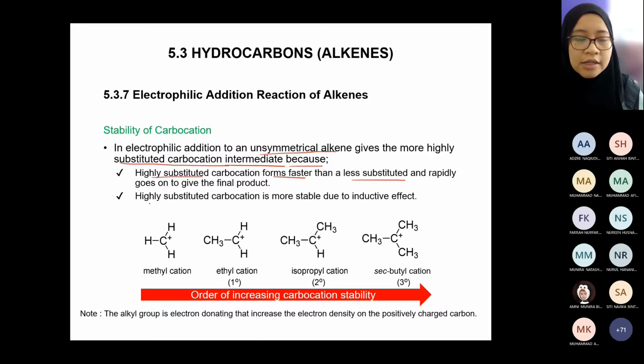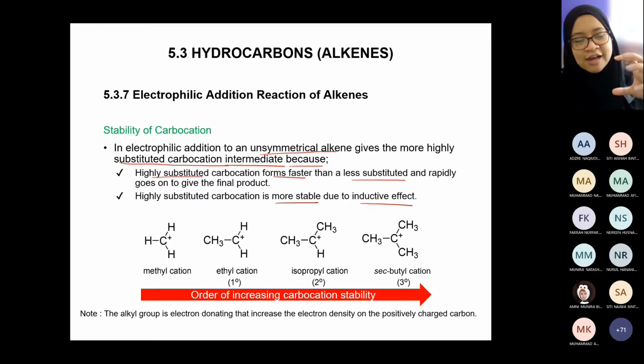Okay, and then the second reason is the highly substituted carbocation is more stable. It is more stable. Why is it more stable? Because of the inductive effect. Familiar with this term? Okay, so we have learned this term in topic 3 last time in acids and bases, ingat tak, inductive effect, withdrawal effect. For the acids, kenapa acid ni dia very weak? Because of the inductive effect.